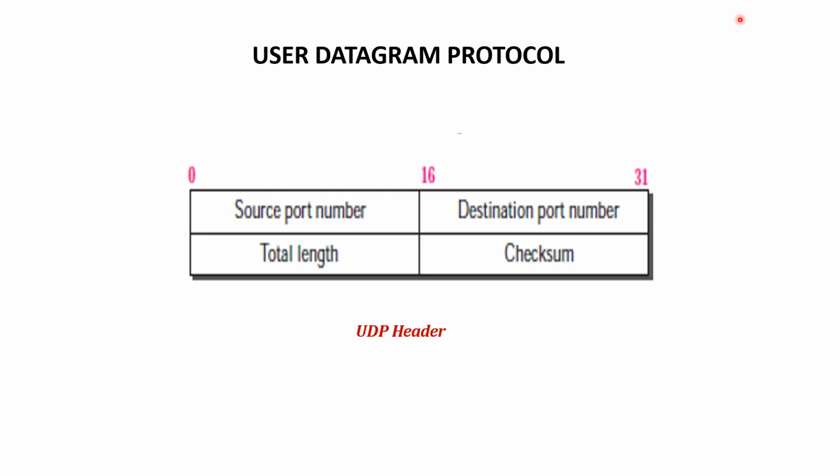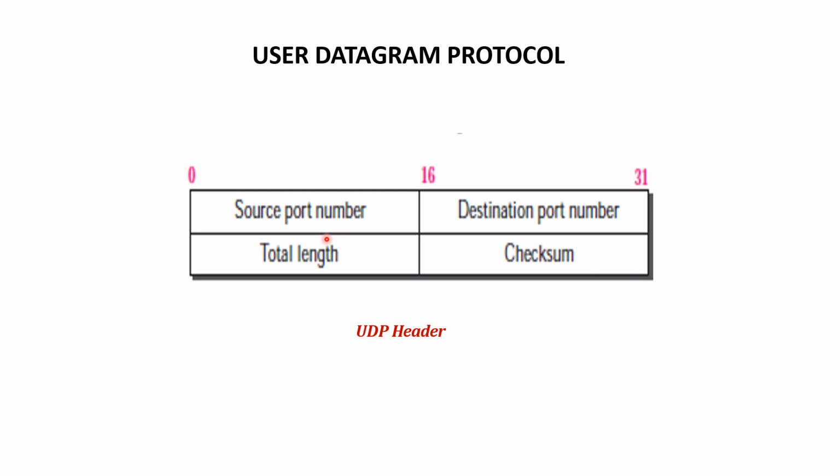Destination port, 16 bits. It identifies the port of the receiving device. This tells the receiving machine which application should handle the data. Length, 16 bits. It specifies the total length of the UDP packet, including the header and the data. The minimum value is 8 since the header itself is 8 bytes. Checksum is used to detect errors in the header and data. It is optional in IP version 4 but mandatory in IP version 6.